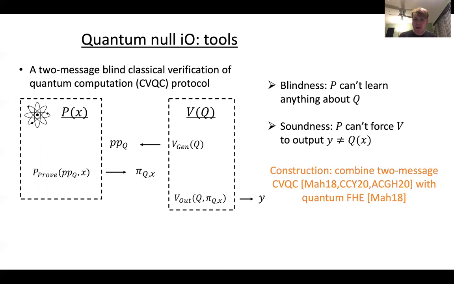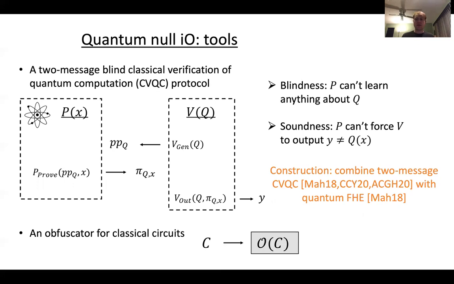Okay, and we can obtain such a scheme by combining tools. In prior works, it was already known how to construct at least a heuristic construction in the random oracle model of a two-message CVQC, which was first constructed in this work of Mahadev, and then these follow-up works showed how to compress the round complexity. And then we can basically just run such a scheme under quantum fully homomorphic encryption, okay, to make it blind. So this is the first tool.